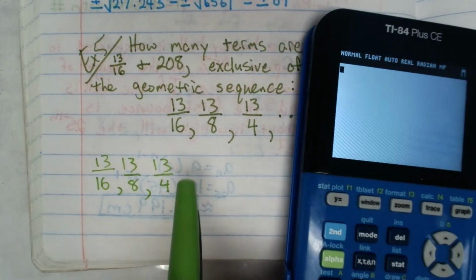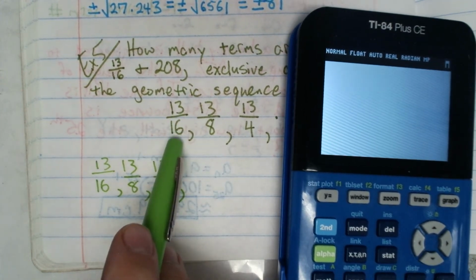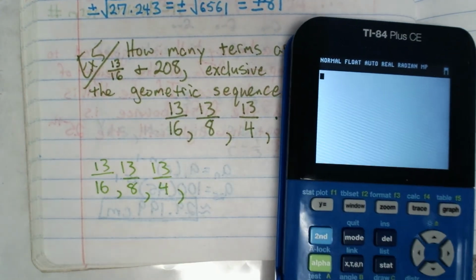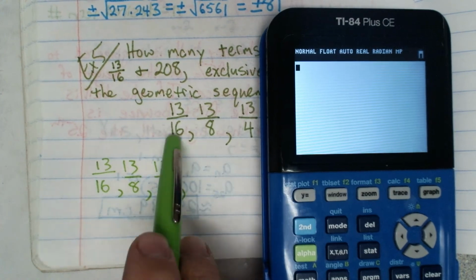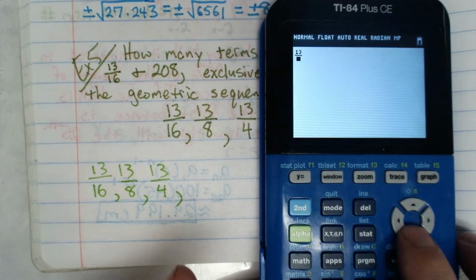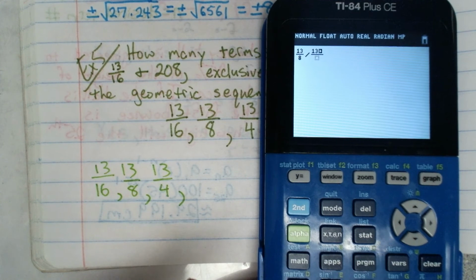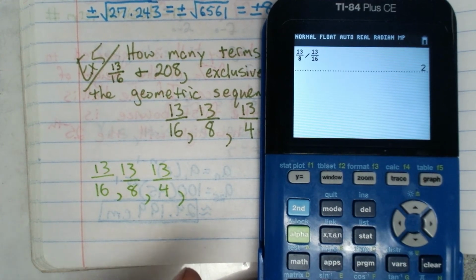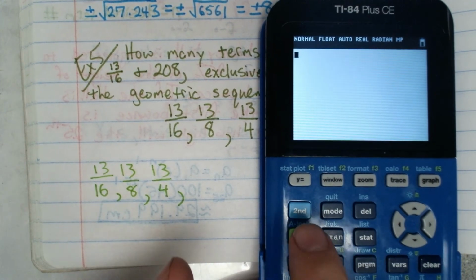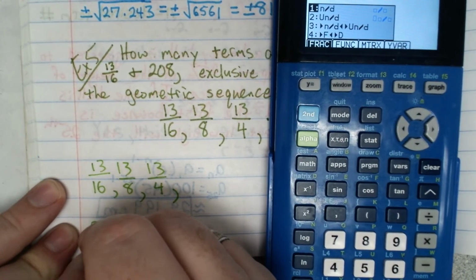What we usually try to do, if it's geometric, is this: I'm multiplying 13 over 16 by some number to get 13 over 8. So let's reverse that. What is 13 over 8 divided by 13 over 16? That is 2. So we're multiplying by 2 each time. Let's double check that. It looks like we have a ratio of 2.